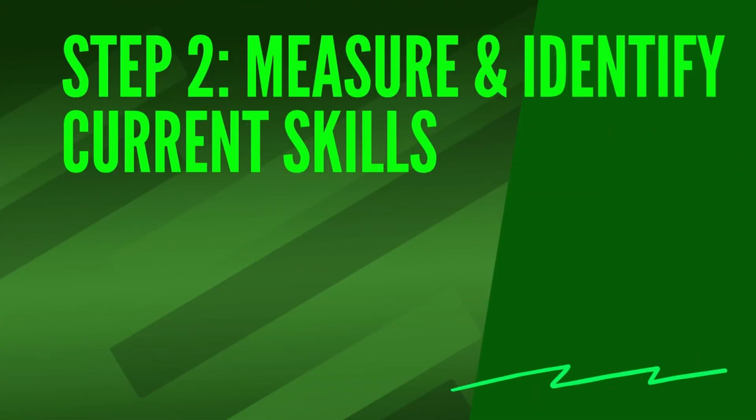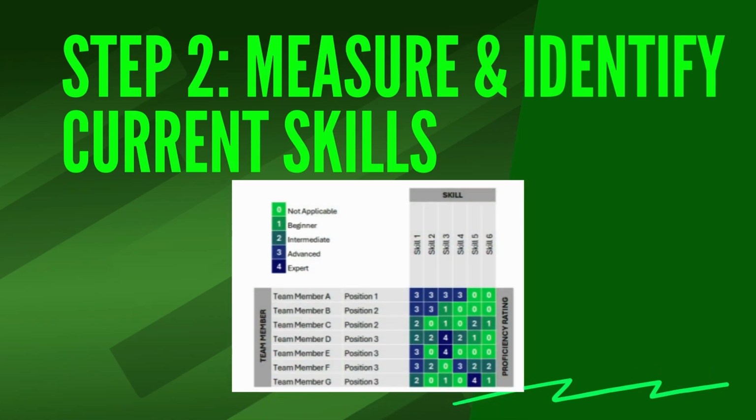The second step involves measuring and doing an inventory of current skills. Use surveys, self-assessments, and performance reviews to measure the current competency level of your team. A color-coded skill matrix can be super helpful. It creates a clear visual.